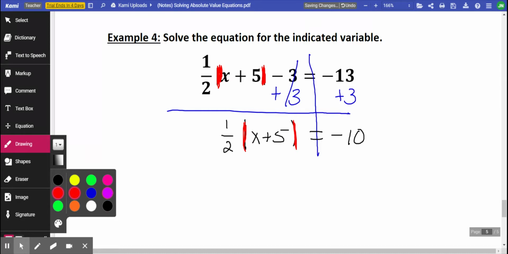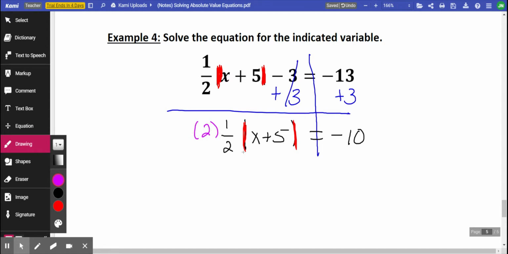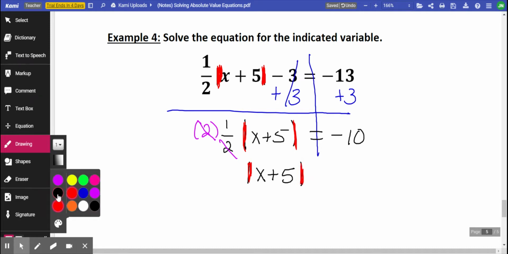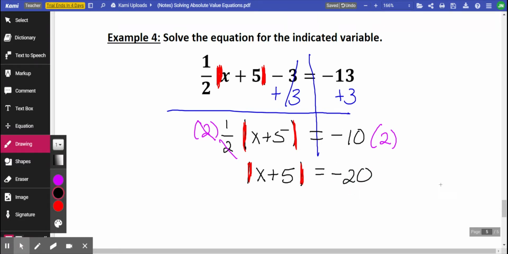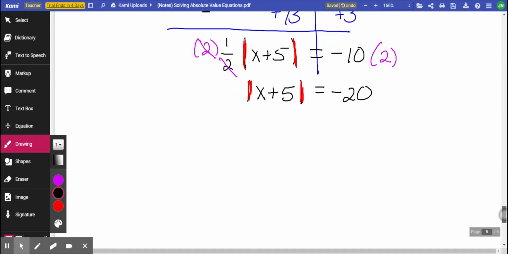Now, if I want to get rid of the fraction 1 over 2, I have to multiply by the multiplicative inverse, or the opposite of 1 over 2. The opposite of 1 over 2 is basically just 2. So if I multiply this side by 2, the 2 and the 2 would cancel. And I would just be left with 1 times the absolute value of x plus 5, which is just basically the absolute value of x plus 5. So I would basically be left with the absolute value of x plus 5 by itself, which is what I want. But the problem is, whatever I do to the left side, I have to do also to the right side. So that means that negative 10 times 2 on the right side will give me a negative 20. So there we go. We have the absolute value symbol by itself.